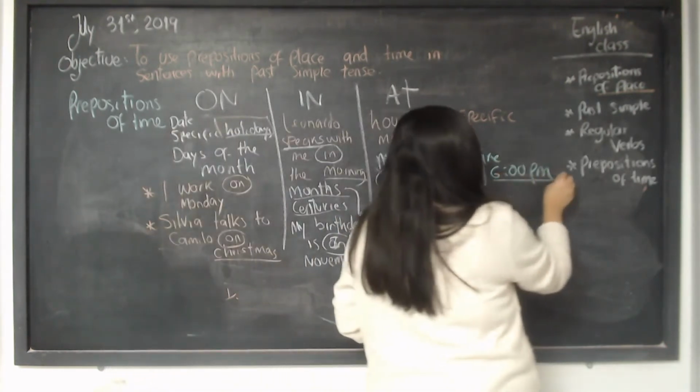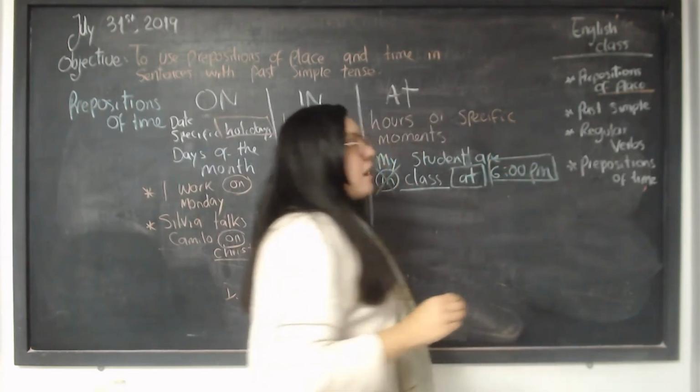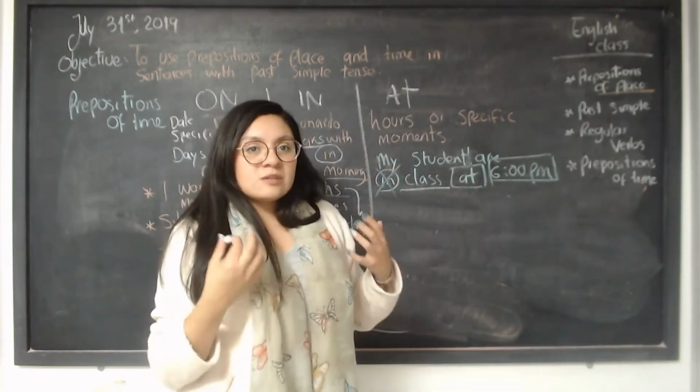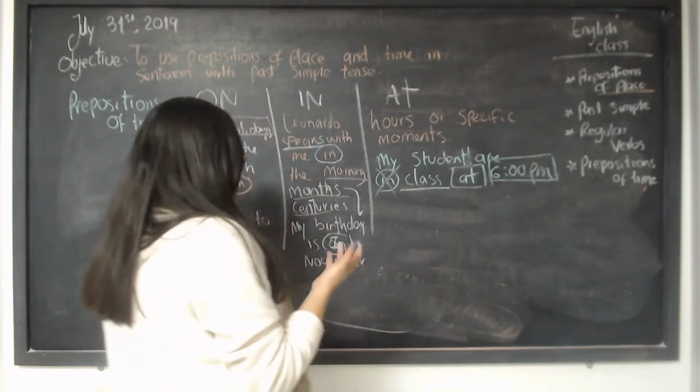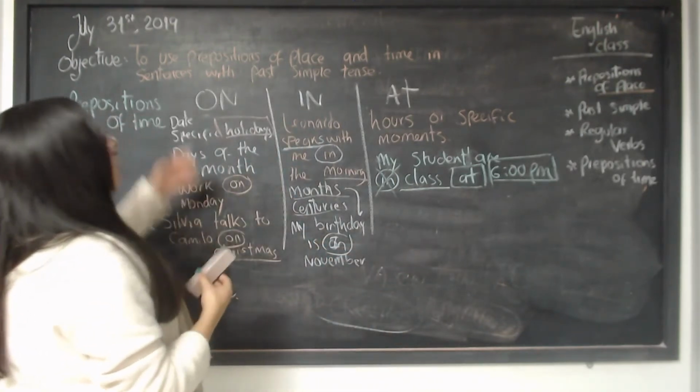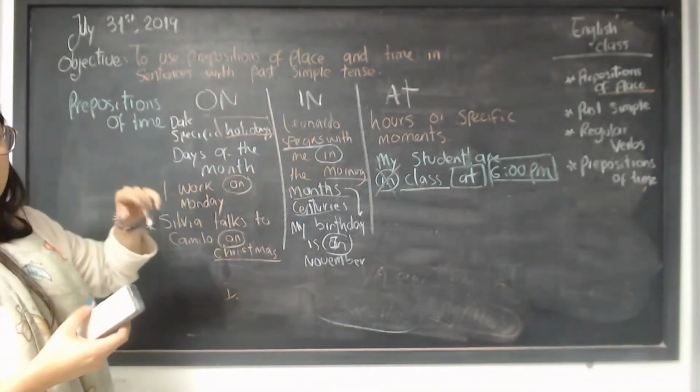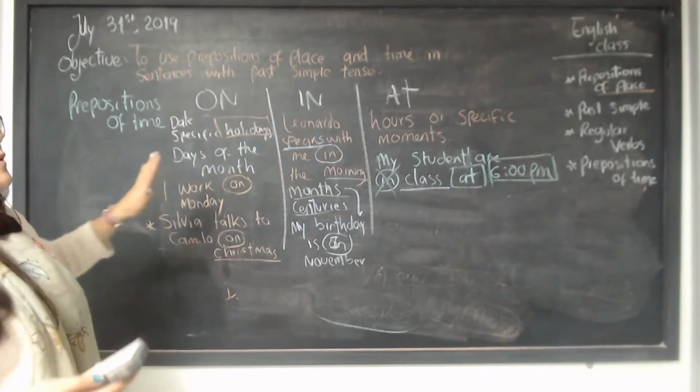The 6 o'clock is a specific hour, okay? Es una hora en específico, okay? So we're going to go to the prepositions of place. Vamos a ir a las preposiciones de lugar, sorry.